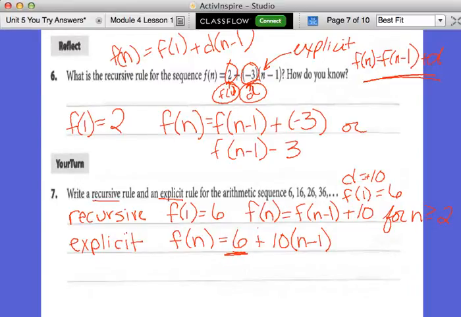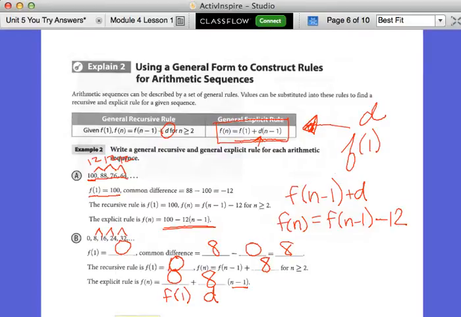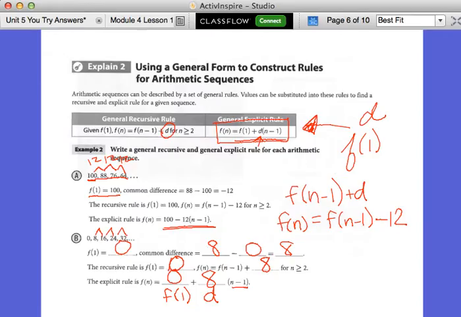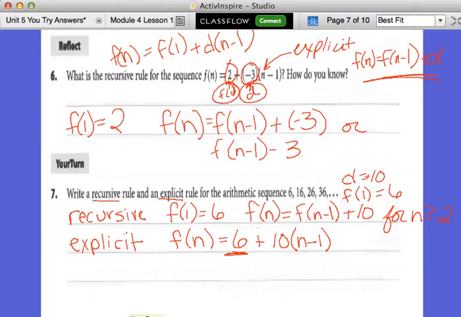Okay, again, I don't expect you to come in to the next class and have all this memorized, but I do expect you to be able to identify your f of 1 and your common difference and to be able to plug them into these two general rules so you can create your own rules.